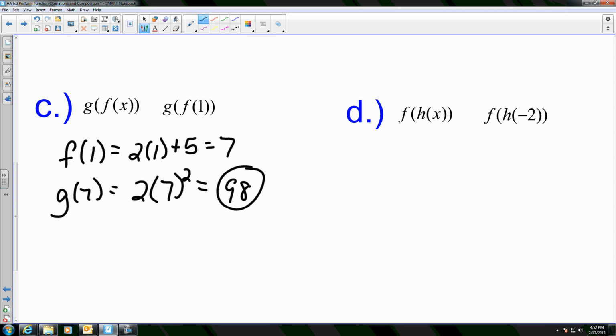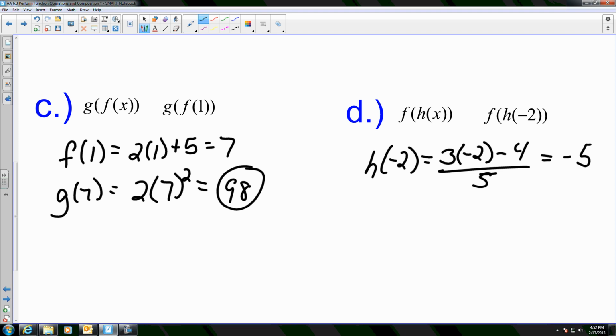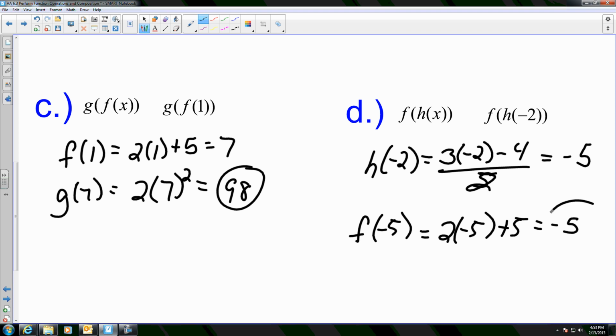Last one is I have h of negative 2, which then equals 3 times negative 2 minus 4, all divided by 2. Gives me negative 6 minus 4 is negative 10 divided by 2. It gives me negative 5. I'm sorry, this should be a 2. My bad. Now I'm going to go f of negative 5, which then equals 2 times negative 5 plus 5. So this is negative 10. Negative 10 plus 5 is negative 5.